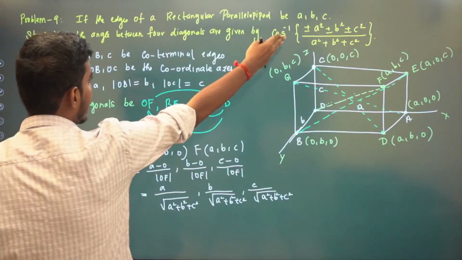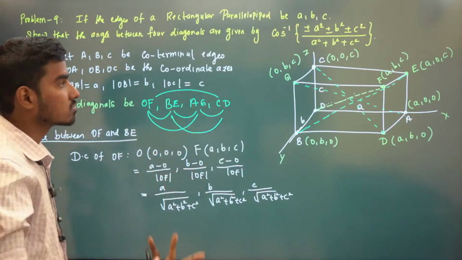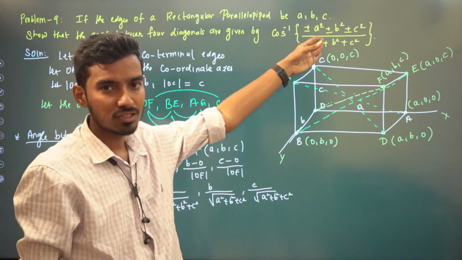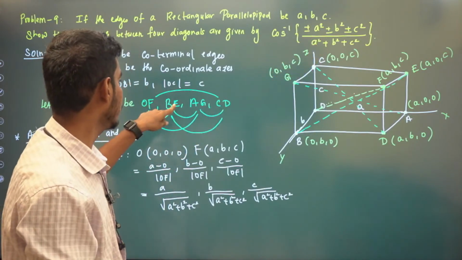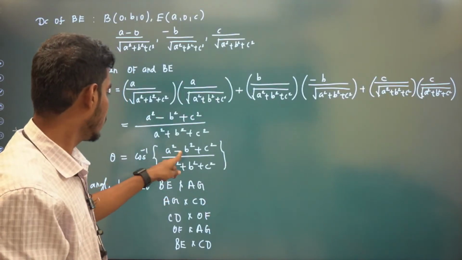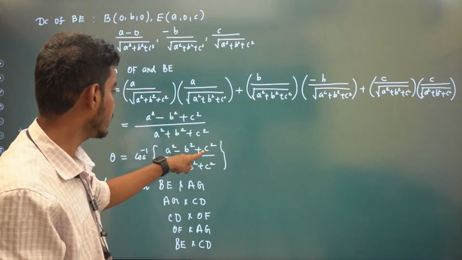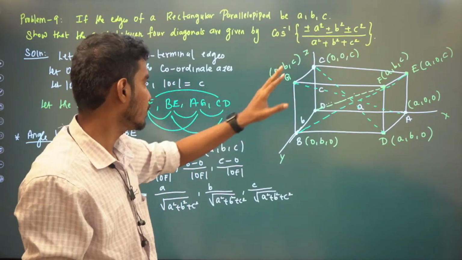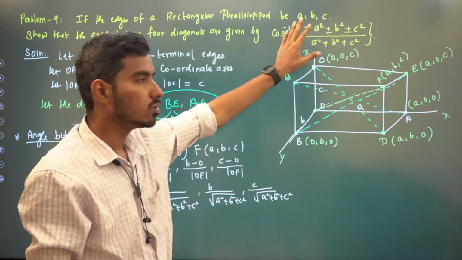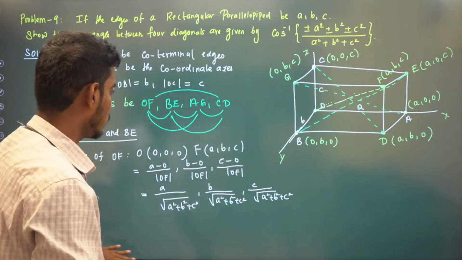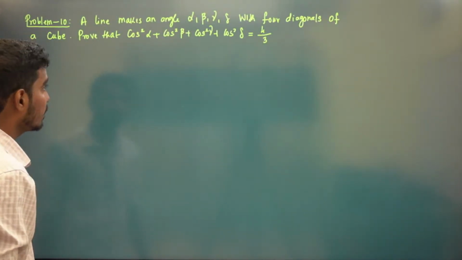We have to prove the angle is of this type. We need to prove that the angle between any two diagonals will be in this form. I have found the angle between these two, and I have shown it is in this form only. Only thing is here we have plus, here we have minus, here we have plus. It can be plus or minus, plus or minus, plus or minus. Similarly, if you find the angle between all the 6 lines, you will get this pattern only. So the only difference here is we have a cube instead of a rectangular parallelepiped.